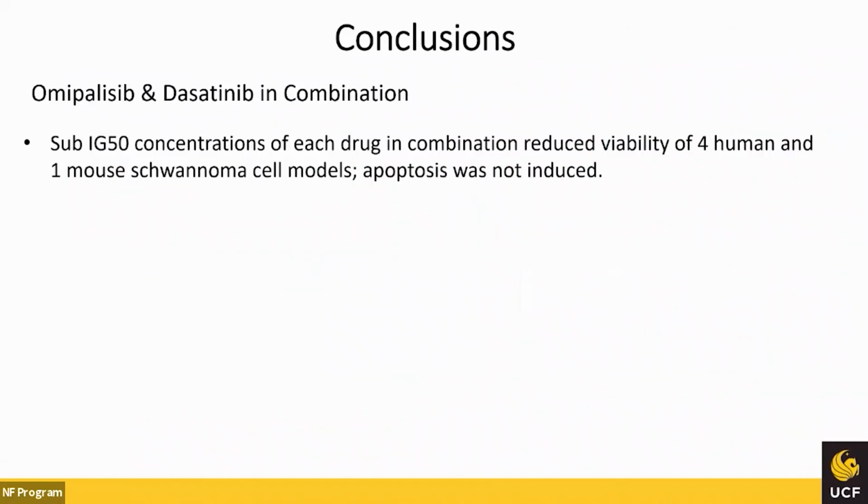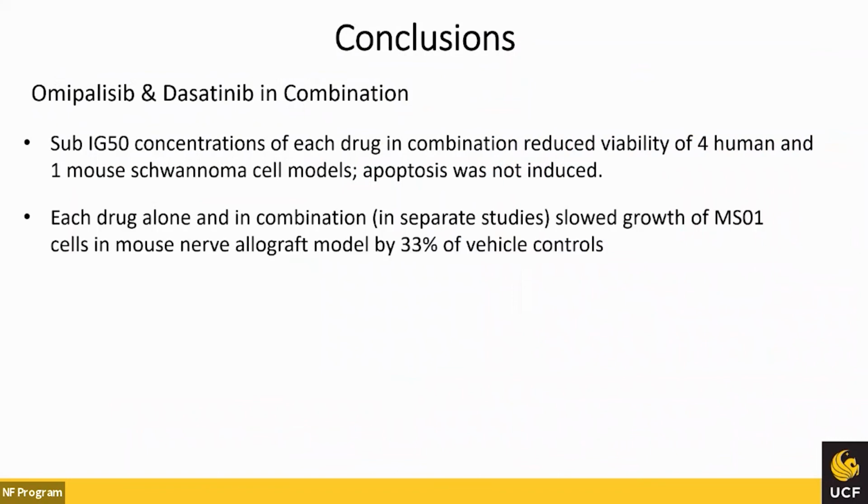In conclusion, sub-IC50 concentrations of each drug in combination reduced viability of 4 human and 1 mouse schwannoma cell models. Apoptosis was not induced. Each drug alone and in combination in separate studies slowed growth of MS01 cells and mouse nerve allograft models by 33% of vehicle controls.